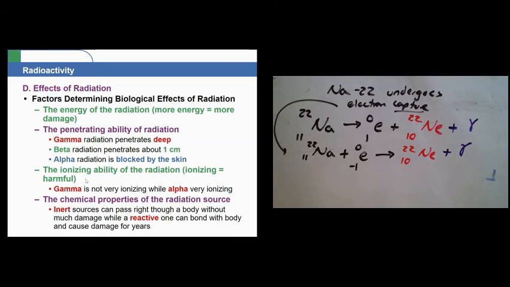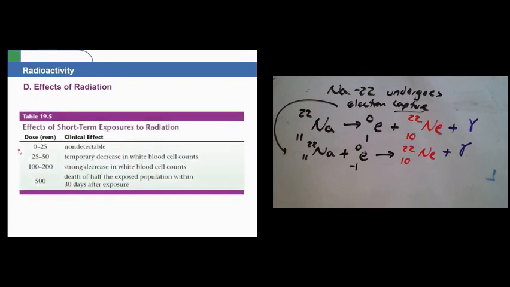And then finally, the chemical properties of the radiation source is also a factor. If your radiation source is inert, in other words, chemically does not react with you, it could just pass right through your body without causing much damage. However, if you have a reactive chemical like iodine, for example, radioactive iodine is very dangerous because it's a beta particle emitter. But if you have, let's say, some salt that has this radioactive iodine in it, if you eat the salt, the iodine incorporates itself into your body and can slowly keep on hurting you over a long period of time, which can cause serious damage. All right. So all four of these factors are important when considering the effects of radiation.